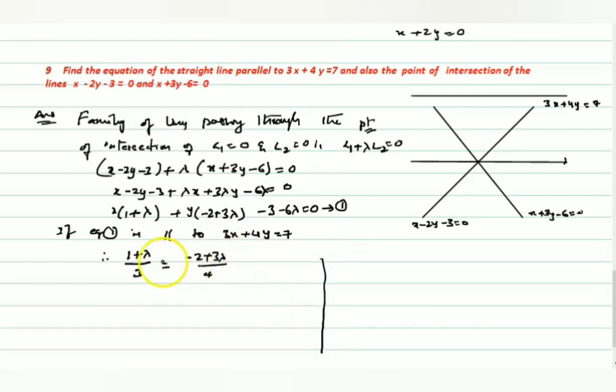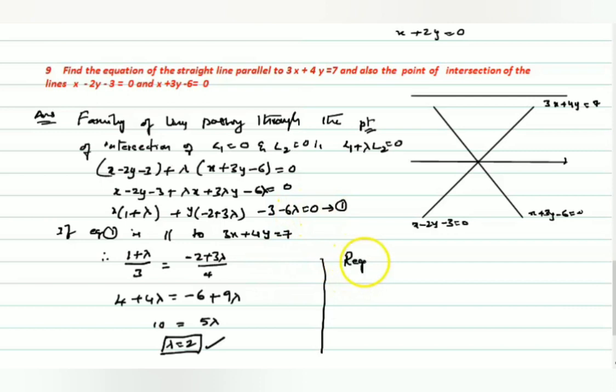Parallel condition. Therefore, 4 plus 4 lambda is equal to minus 6 plus 9 lambda. If you take 4 lambda to this side, this becomes 5 lambda is equal to 10. So we get the value of lambda as 2. Right. Substitute in equation 1.